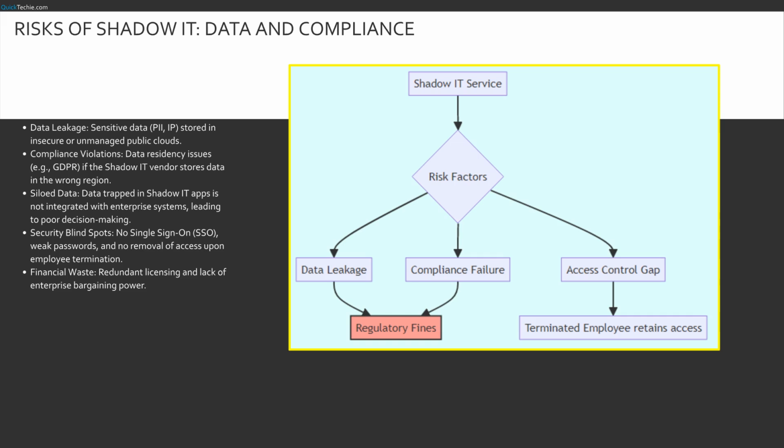We start with the shadow IT service at the top. This leads into three major risk factors: data leakage, compliance failure, and access control gaps. Follow the access control gap. It leads to the specific scenario where a terminated employee retains access. Both leakage and compliance failure lead to the ultimate impact at the bottom: regulatory fines. This visualizes the financial and legal consequences.